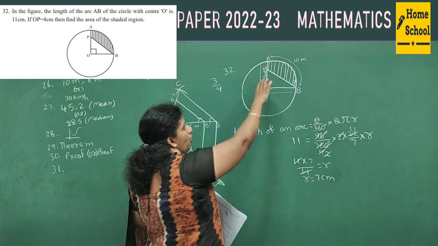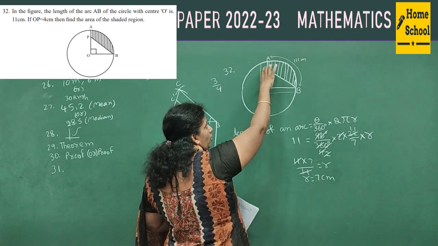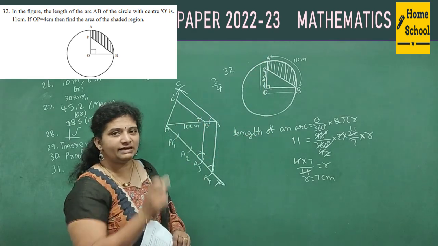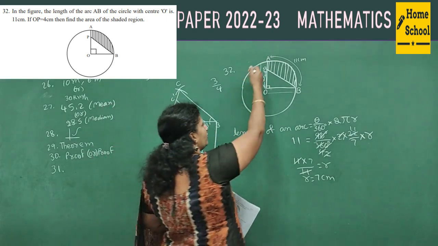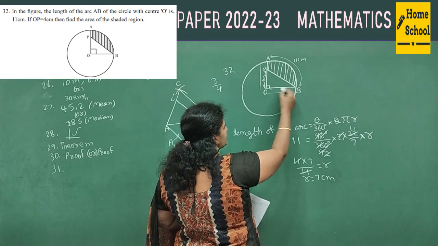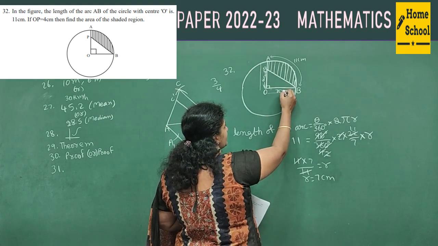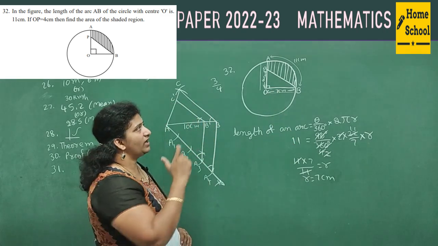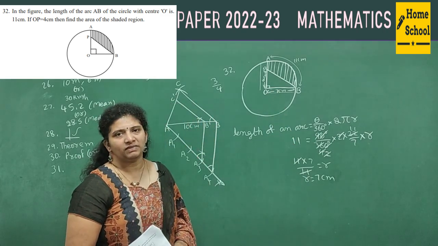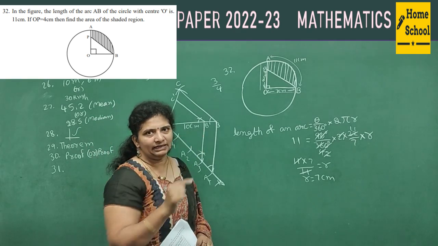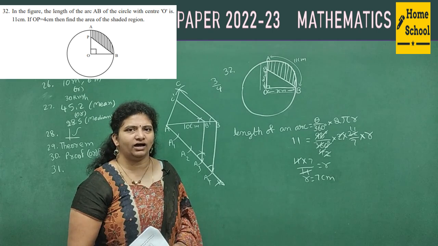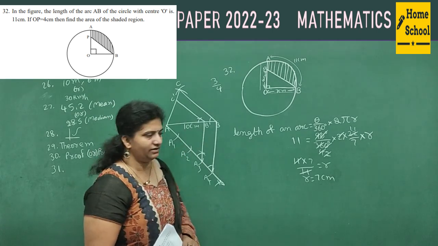You know OP is only 4 centimeter. Then what about this part? It is 7 minus 4, 3 centimeter. So don't worry, don't bother about that. What is OB we got? Radius is 7 centimeters. Now how can I find the shaded region? In a quadrant, from the area subtract the right triangle area. You are going to get the shaded region.